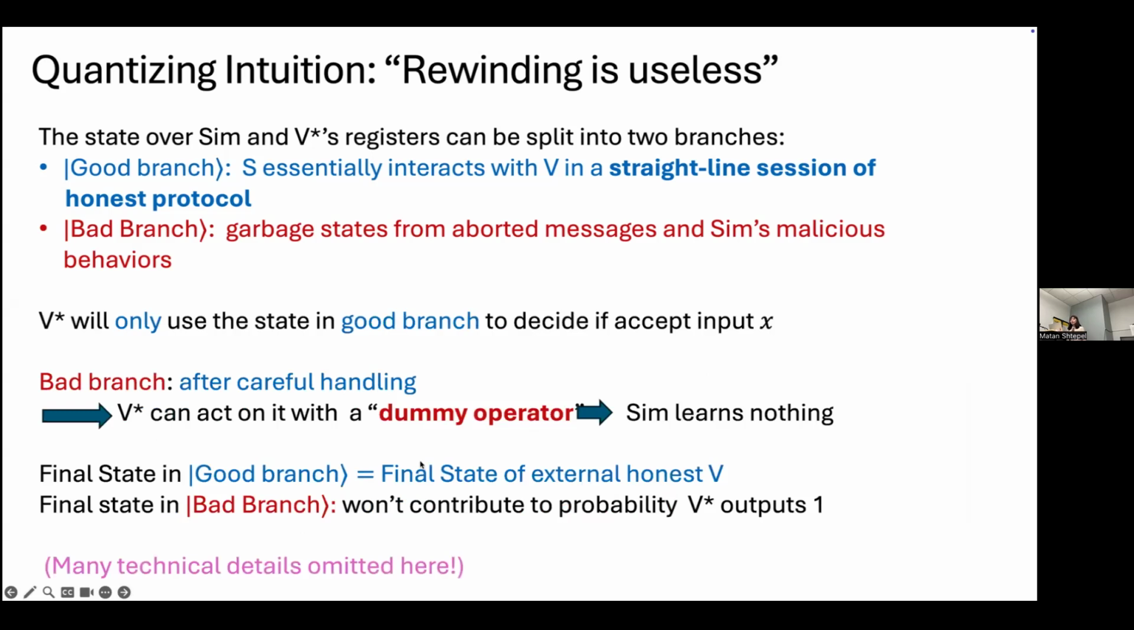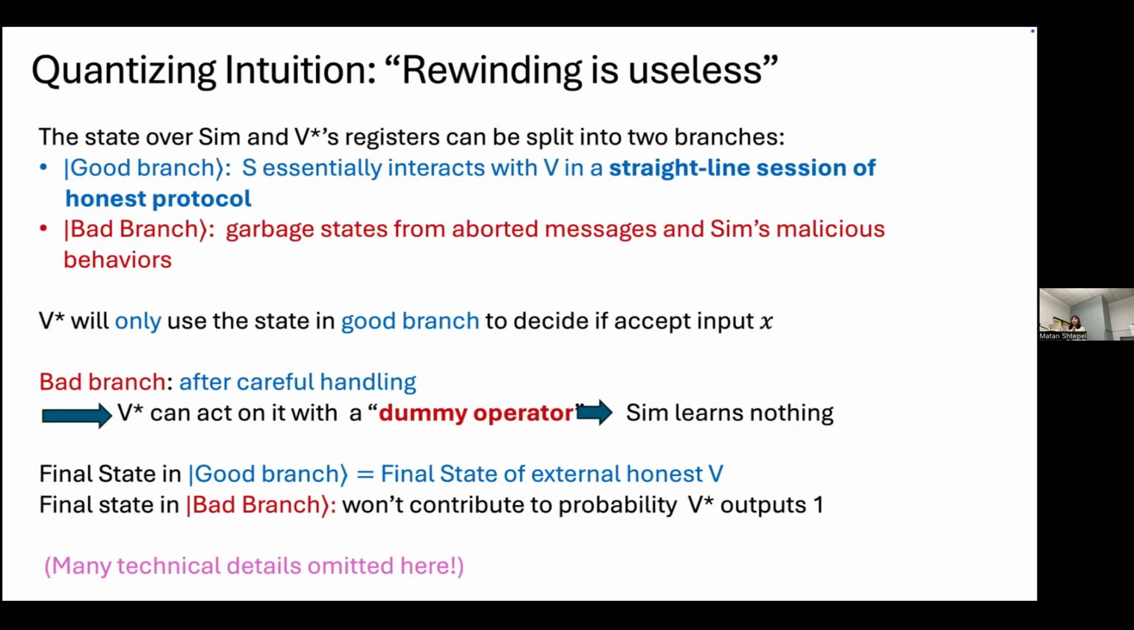And why is that helpful? We will see that V star would only use the state in the good branch in the end to decide whether to accept the input instance X. In the bad branch, we do need some very careful handling and to show some of its properties, but the high level idea is that at the end of the day, V star can ignore the bad branch by acting on it using a dummy operator. In fact, it's simply doing nothing. By dummy operator, I mean it doesn't do anything for the messages on the bad branch. And that would not help the simulator learn anything.